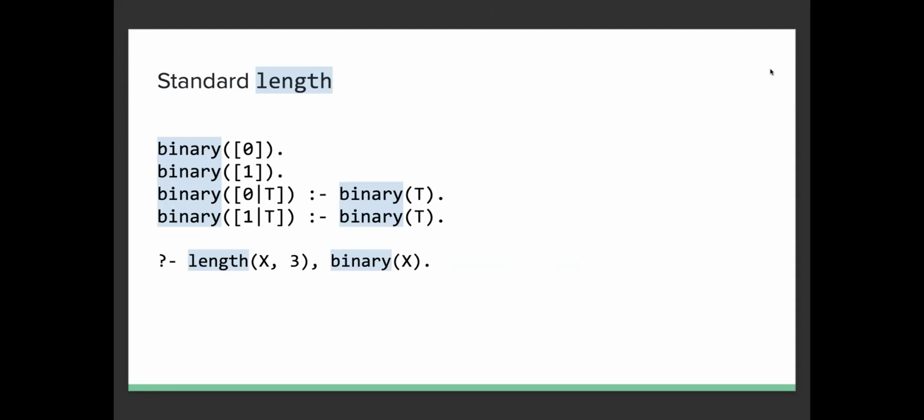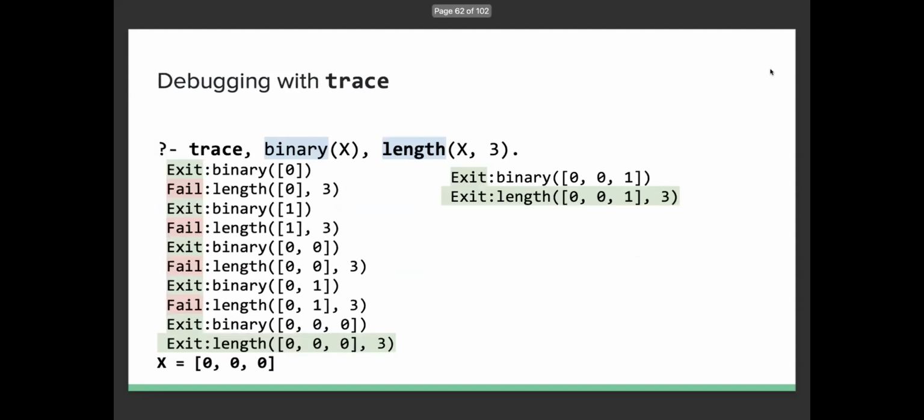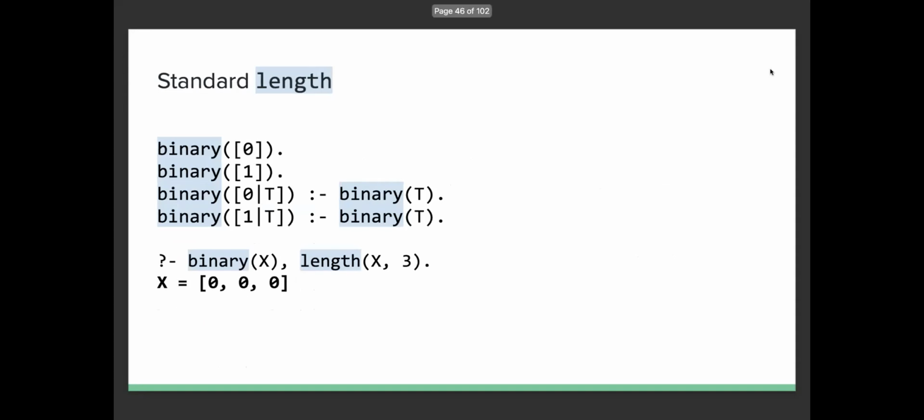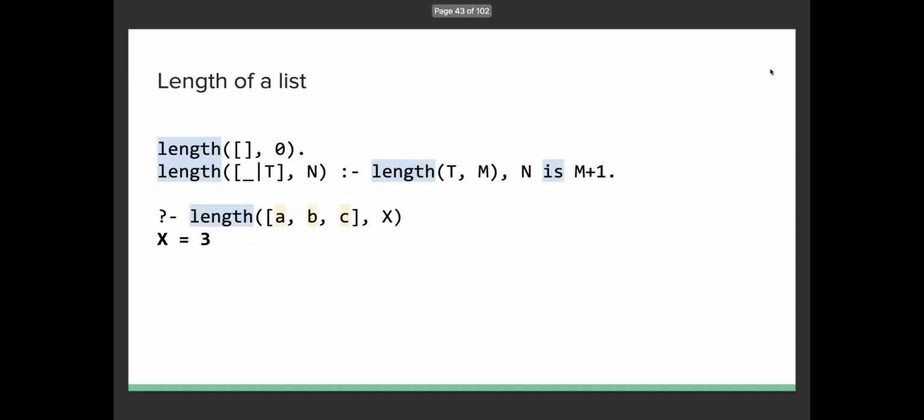Now, the problem is the definition that we wrote. Let me just go back to this length. If we use this definition and we say length X 3, what happens is we have, for a non-empty list, because 0 is not 3, length of something M, and then N is M plus 1. But if we don't know the list, then we don't know the M, right?